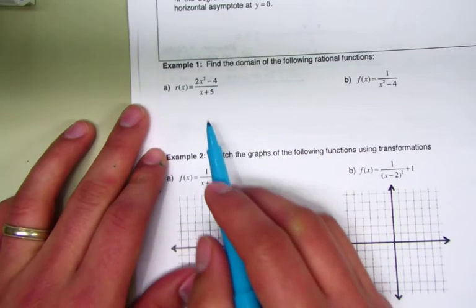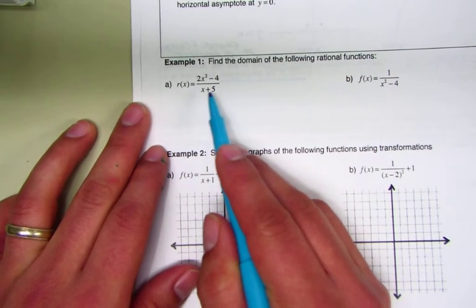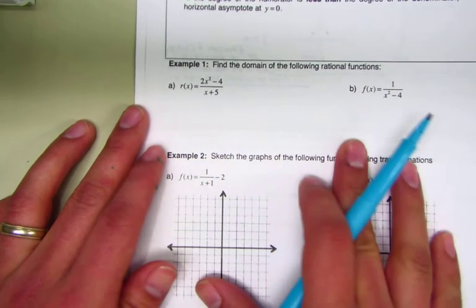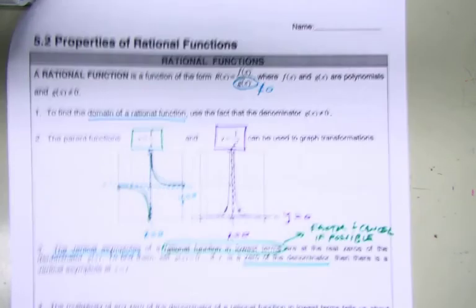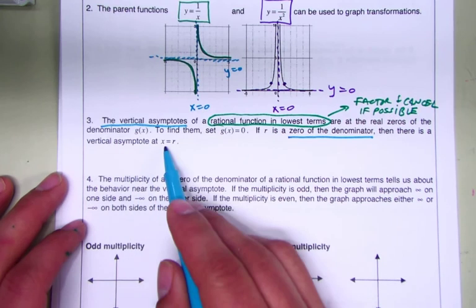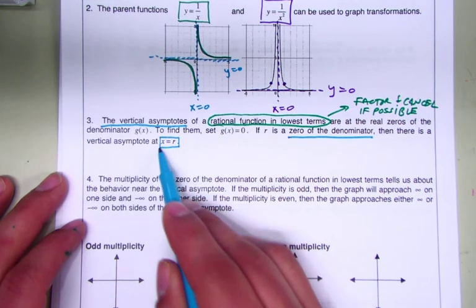Here, let's look at a problem. What would the zero for this denominator be? You see how you all know that? Does that answer your question there? Okay. And that translates to a vertical asymptote at that value.